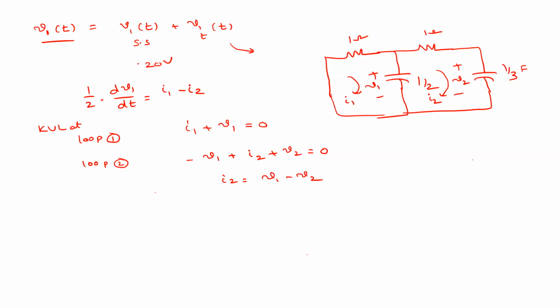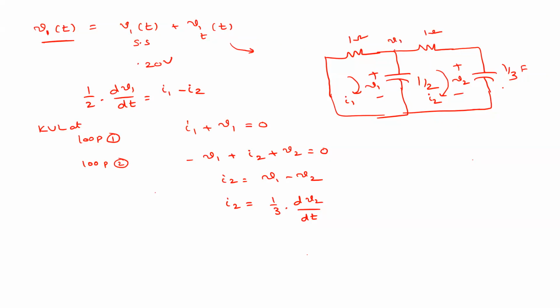Somehow we need to bring the differential equations. And also there is another one. What is the value of I2? This is the capacitor current, right? So I2 is 1 by 3 dV2 by dt. By using all these relations, we need to develop a differential equation which explicitly contains only V1 terms, right? So now this voltage will be V1.